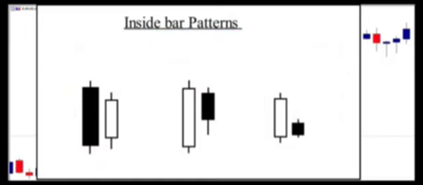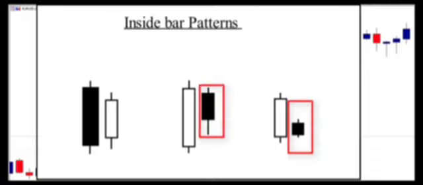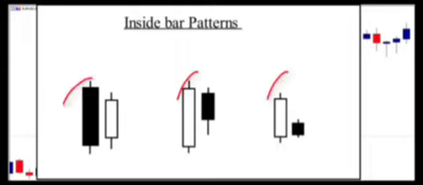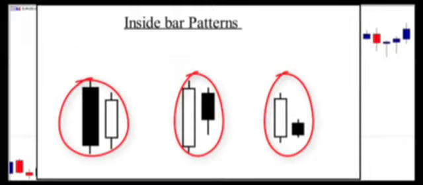As you can see in this example, inside bars can form exactly in the middle of the mother bar or close to either the high or low. There is not an exact way they have to look, just as long as they are contained within the high to low distance of the mother bar.